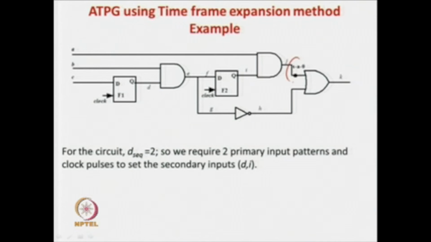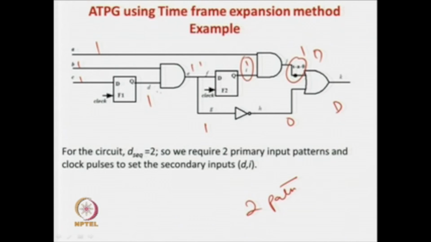You know that this is a stuck at 0 fault over there, sequential depth was 2. So, here we require 2 patterns to bring, we have already seen that we require a 1 over here, we require a 1 over here, correct, to do this testing, because we are going to apply a 1 and this will be D, this will be D, we require a 0 over here, we require a 1 over here, something like this you have already seen.